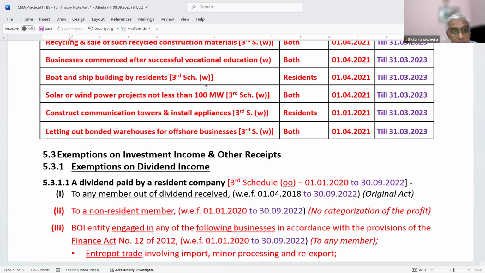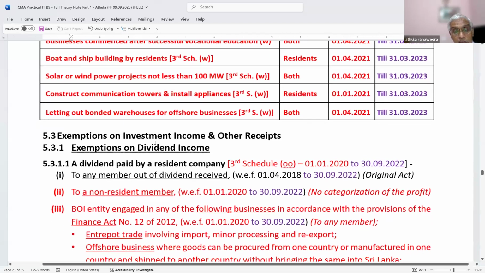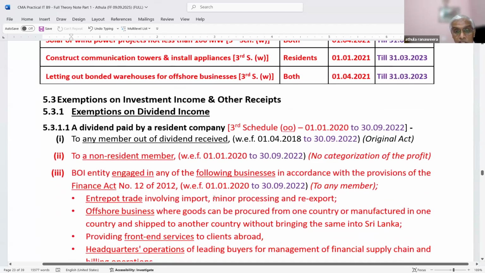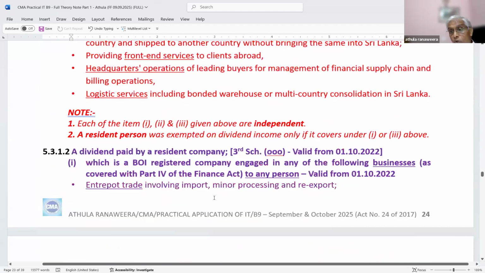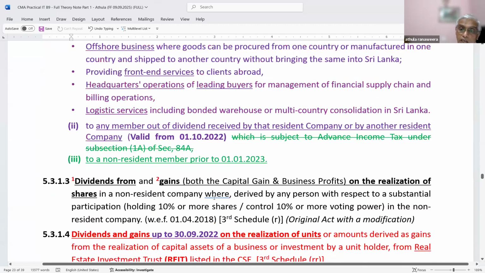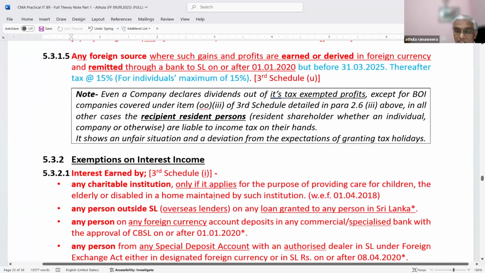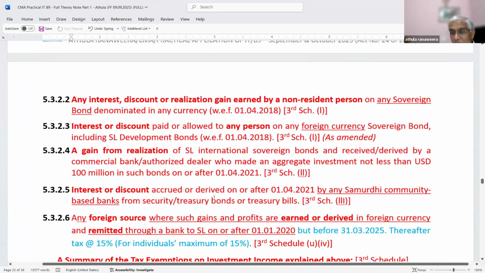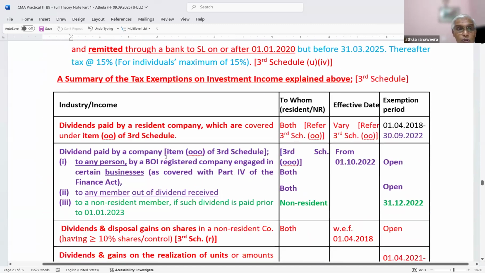As I can take about another 10 minutes, I would like to move to the next part also. Exemptions on investment income. I have divided into 3: dividend income. And in this case also, I'll go to the chart, the summary, and explain it. Then it is easy, because I need not read the entire note. I'll go to the summary.